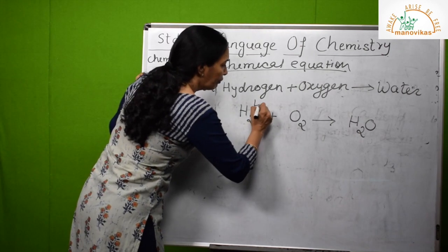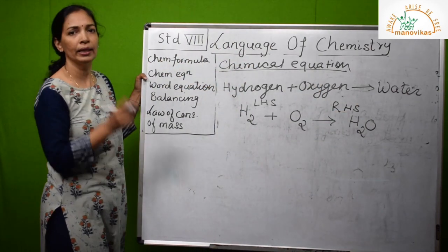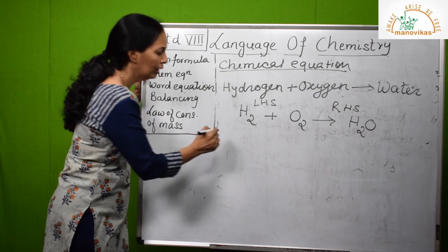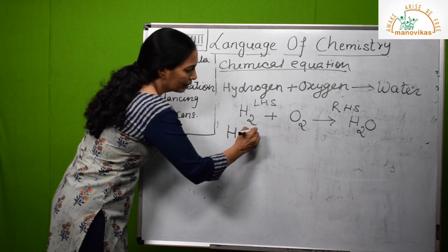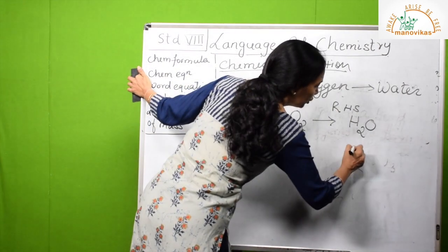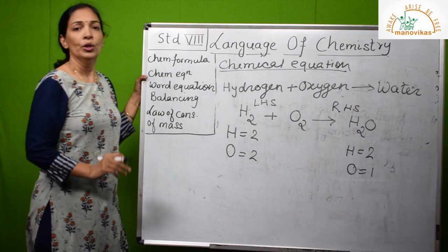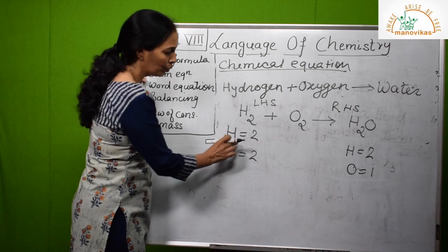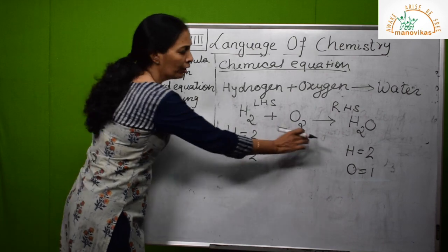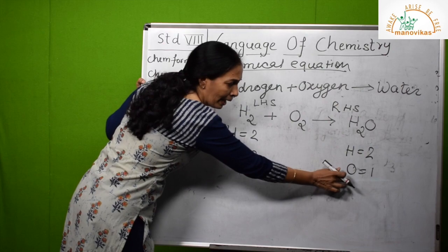This is left hand side and this is right hand side. Let us see the number of atoms of each element present on the left hand side and right hand side. Hydrogen, 2 atoms. Oxygen, 2 atoms. Here, hydrogen, 2 atoms and oxygen, 1 atom. So this is unbalanced. So hydrogen and hydrogen both are 2, so we don't have to change anything for hydrogen. Let us change for oxygen. Here 2 atoms of oxygen. Here 1 atom of oxygen.